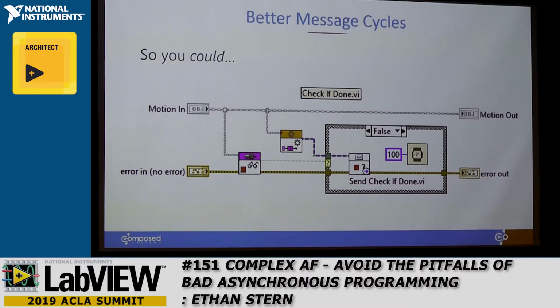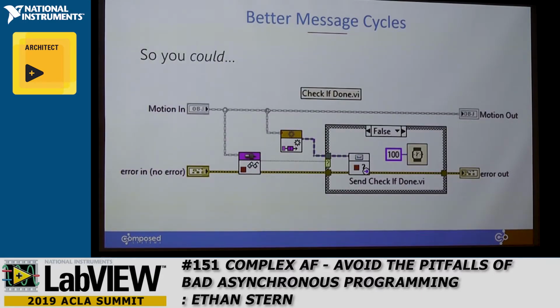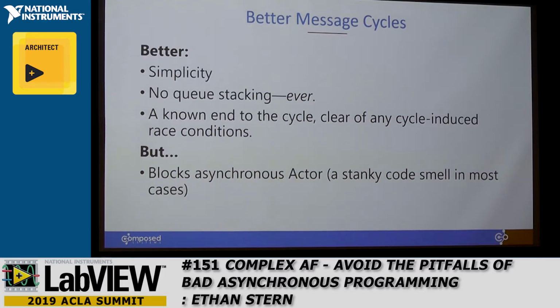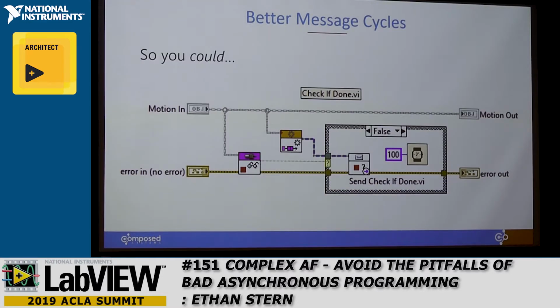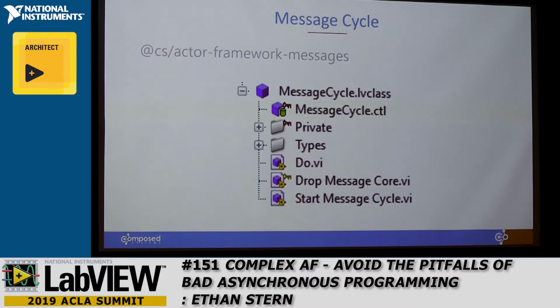So this is a super simple little trick that you could do, but I don't necessarily recommend it. It's simpler. It really is. I mean, there's not a lot of code here. There's no queue stacking. You can have a known end to the cycle because in the true case there, I can send myself the other message that I always want to invoke at the end, or I could just invoke the method directly on the actor's wire. Right? So I have a clean, guaranteed end to that cycle. But it blocks. Stanky, that's the word, right?